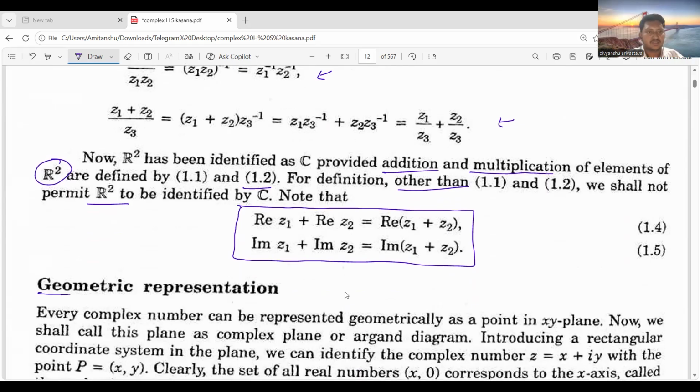Now, next thing is the geometric representation.